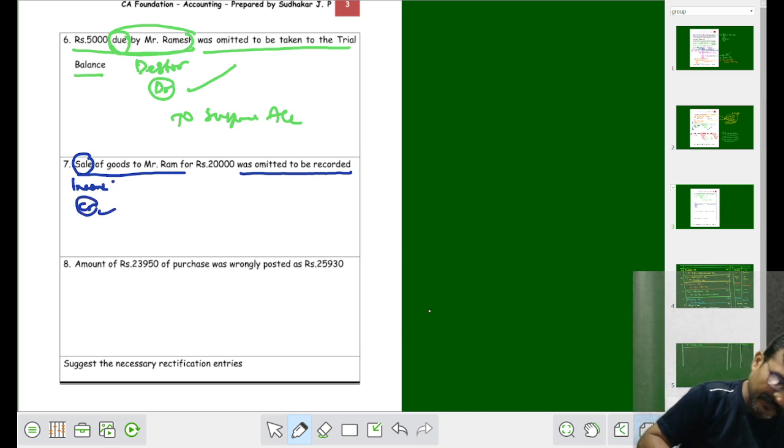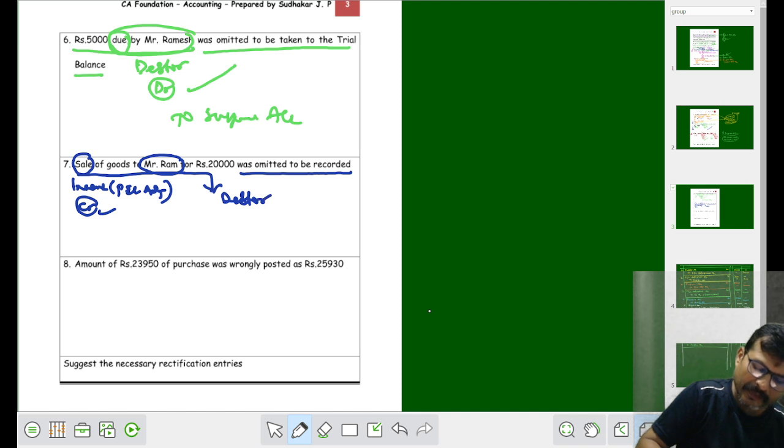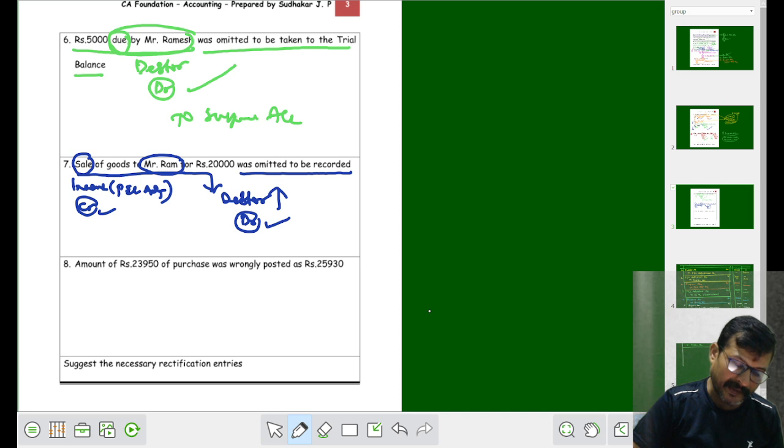Credited. In the place of income, what we have to use? We have to use P&L adjustment. You purchased goods from whom? Ram. Who is your Ram? Ram is a debtor. When you sold goods to Ram, debtor increases, he is to be debited. Ram is to be debited, sales is to be credited.